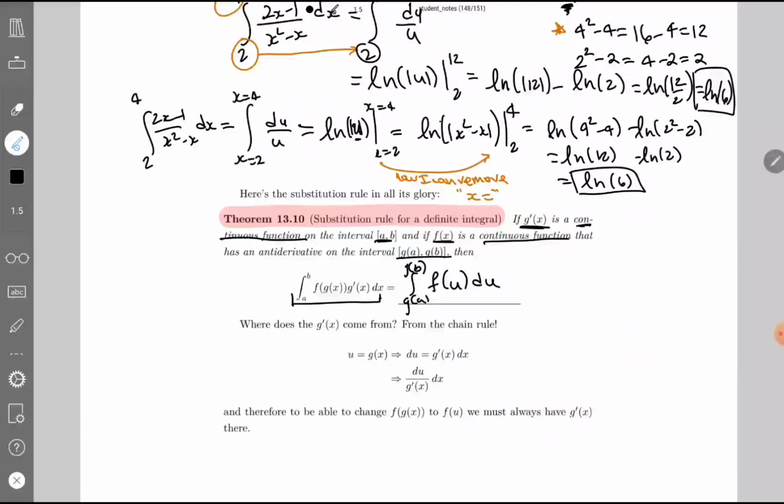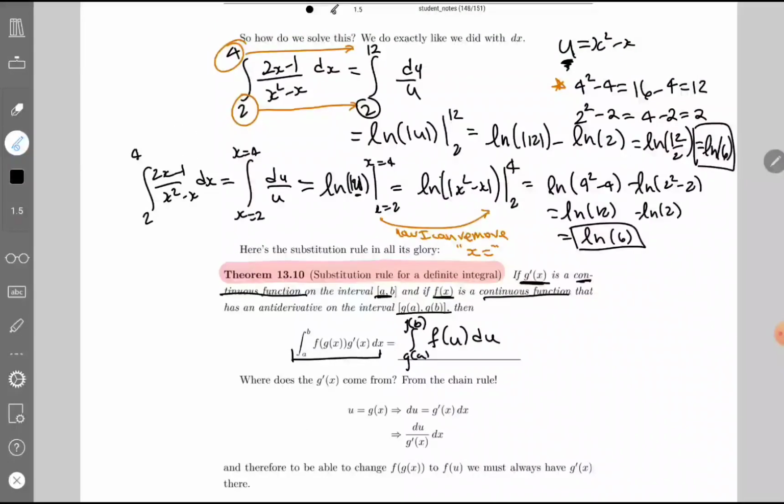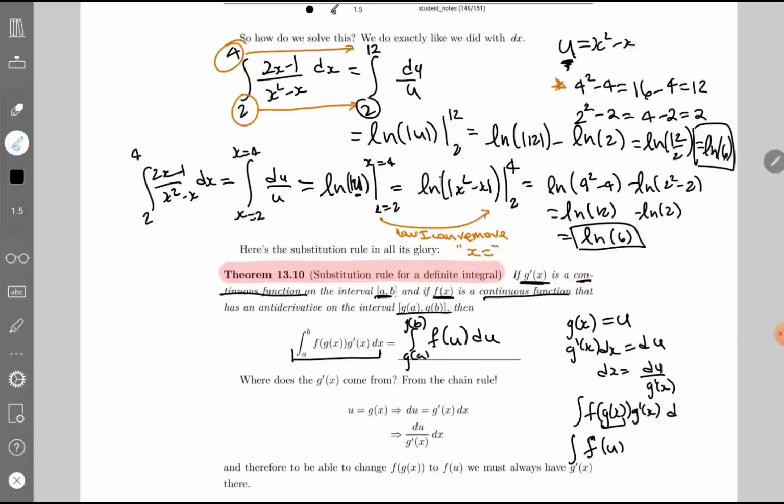With a u. Notice how this is exactly what we did above, right? When I set g of x equal to u, then g prime of x dx is equal to du, so my dx is equal to du over g prime of x, which is how this g prime of x gets cancelled, right? Here, if I convert this to u, I get f of u, and then g prime of x here will be cancelled with the g prime of x that appears on the bottom. And so that's why we have this.